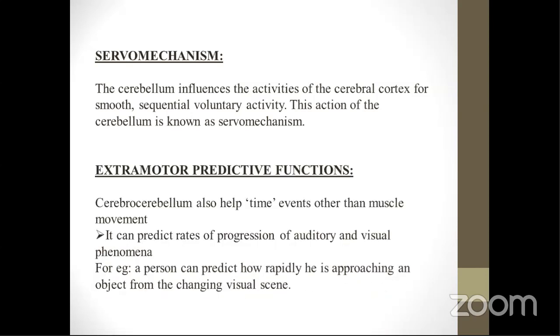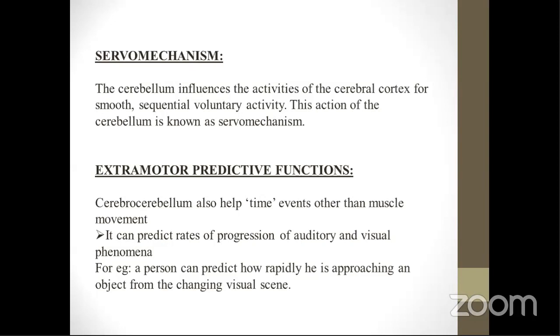The cerebellum also has an extramotor predictive function. Now, what is it? It can predict the rate of progression of auditory and visual phenomena. How? For example, a person can predict how rapidly he is approaching an object from the changing visual scene. Suppose in a closed room a wall is there, and you are walking towards it. You know that at a particular time, at that particular point, I will be reaching this wall. So from the changing visual scene, you can plan it.